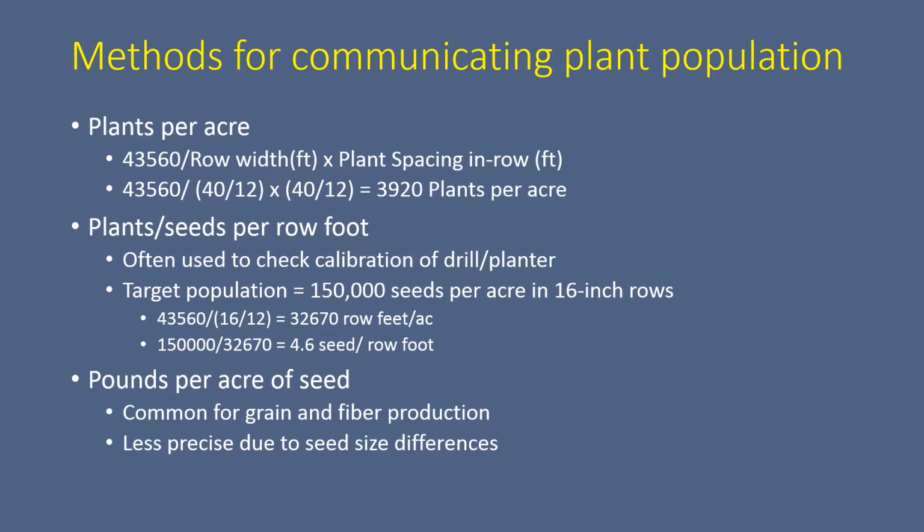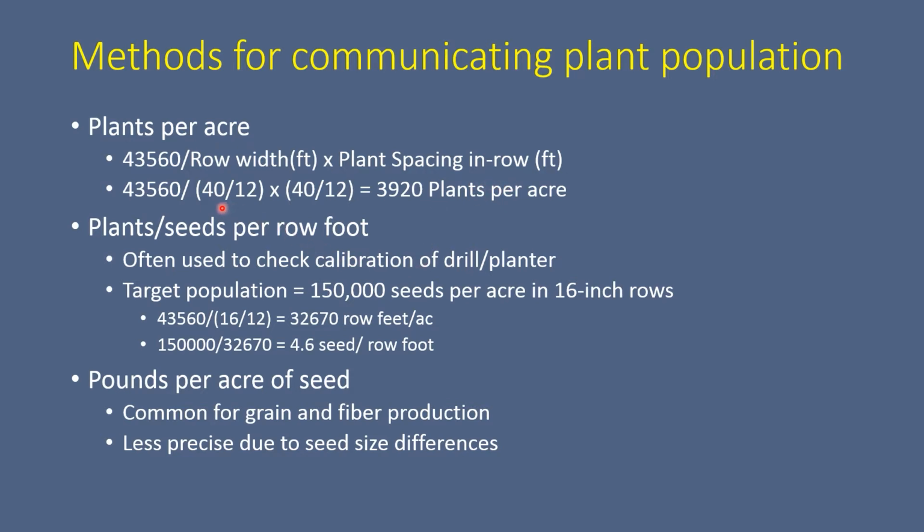But first, I wanted to talk about some of the methods that we use to talk about plant populations. Probably one of the most common that you'll hear is people talking about the number of plants per acre, or the plant population per acre. In order to determine this, we take the square feet per acre, which is 43,560 square feet, and divide that by the row width in feet multiplied by the plant spacing within the row, also in feet.